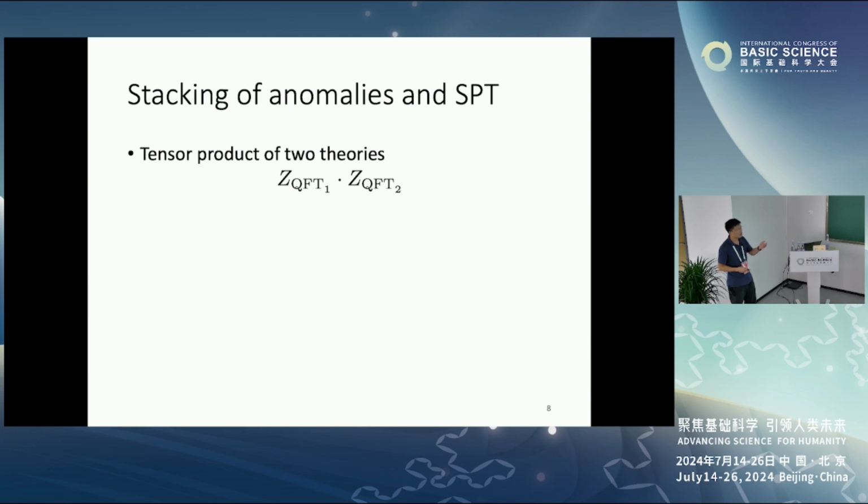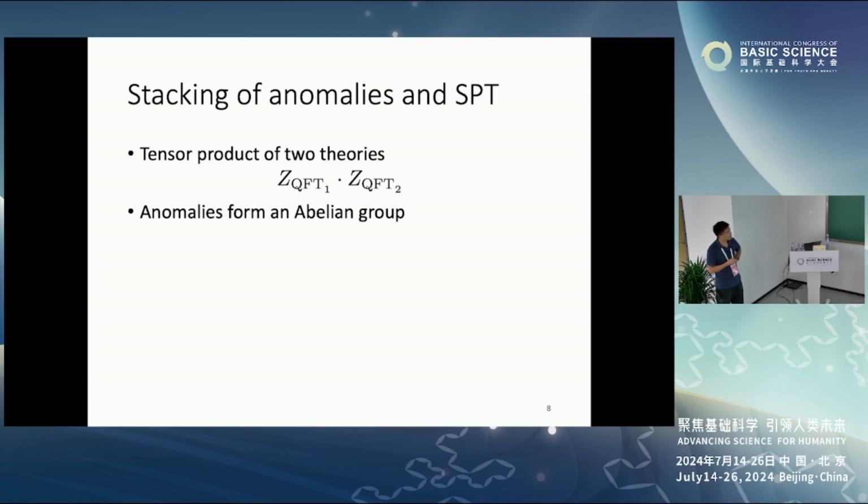So this gives us a partition function that is just the product of Z of quantum field theory 1 and Z of quantum field theory 2. And this Z, if we consider the SPT state, is just a U(1) phase factor.